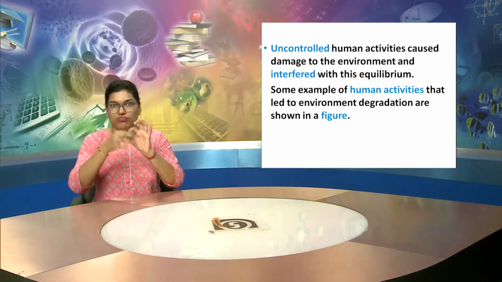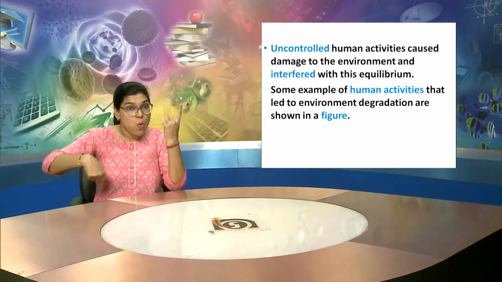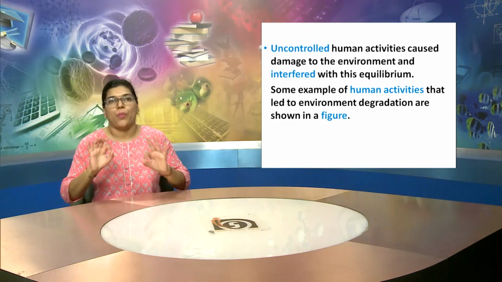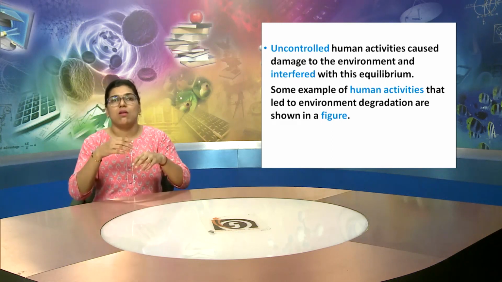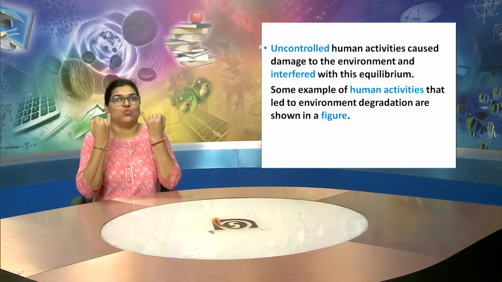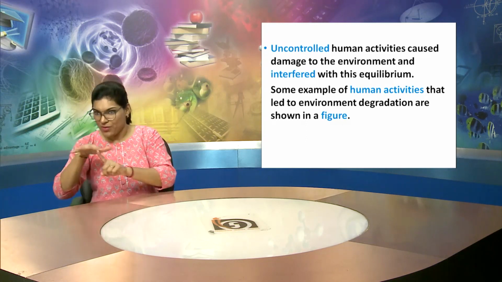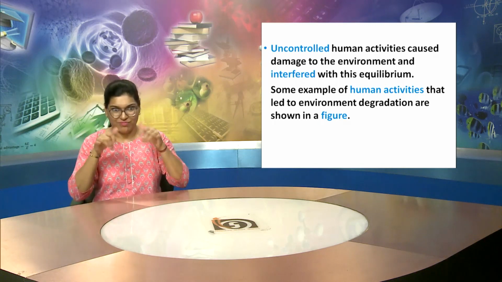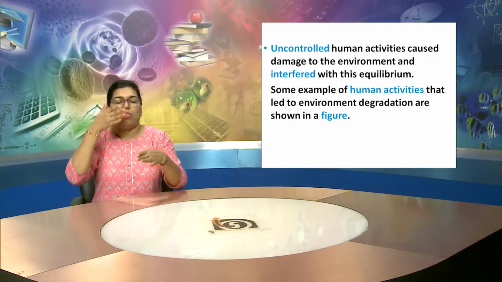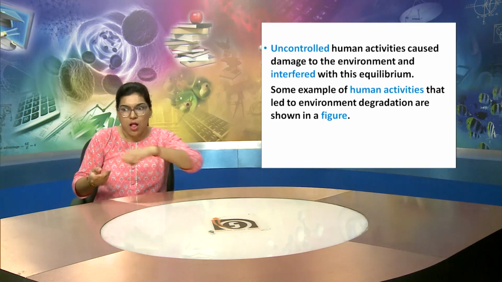And this third point, which is on the screen, 2 points we already have understood. Now, this is the third point. This third point is explaining that there are uncontrolled human activities which are causing damage to the environment, and it has interfered with our equilibrium.